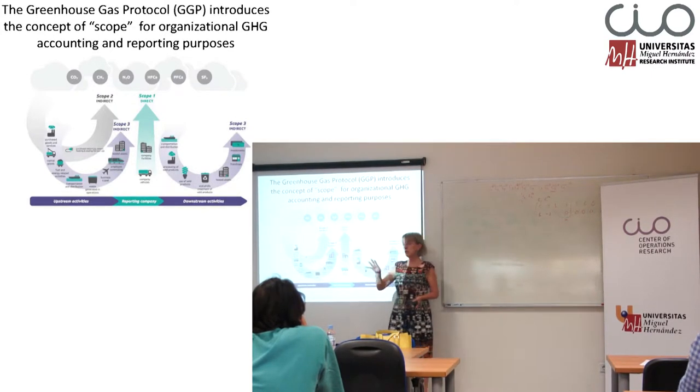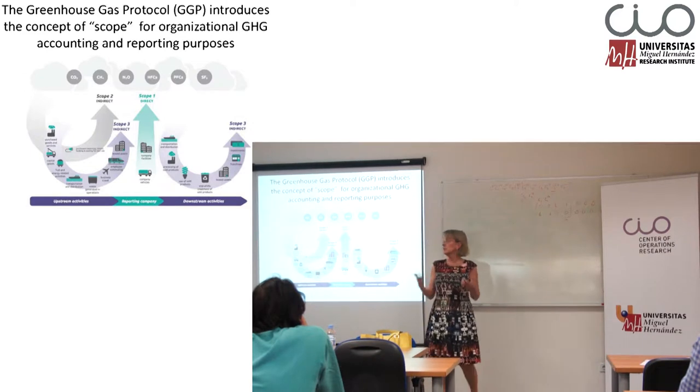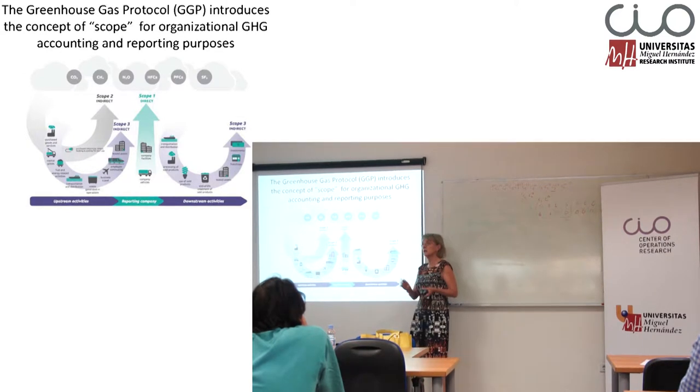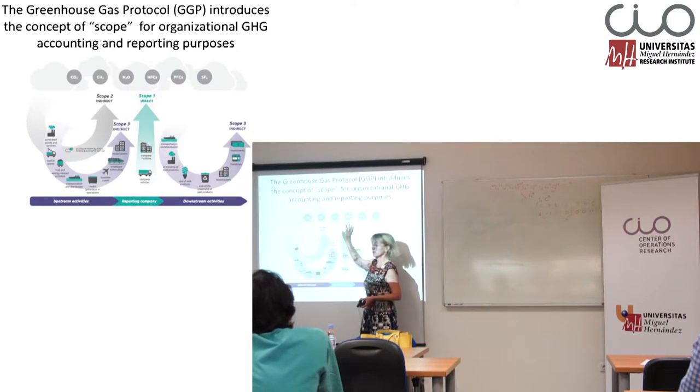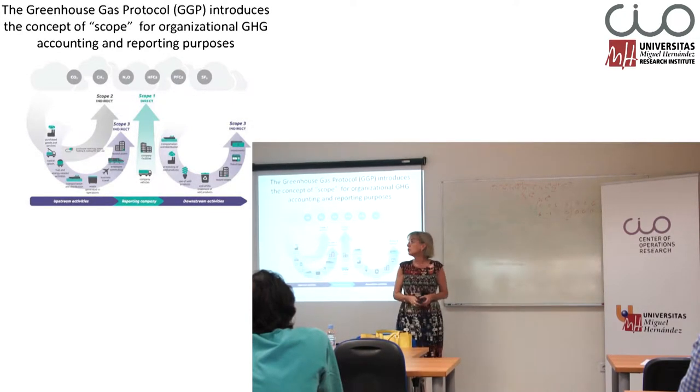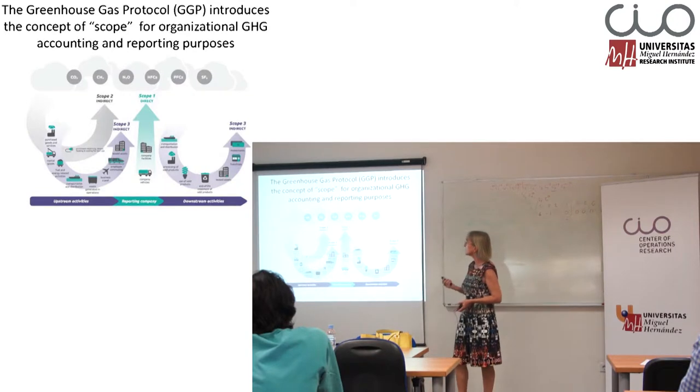And once they are classified in these categories, it's easier to see what should be counted and what is already accounted for by somebody else. Scope one are those direct emissions, so all companies should report this. And if they report the upstream and downstream ones, they should classify them as scope two and scope three emissions.